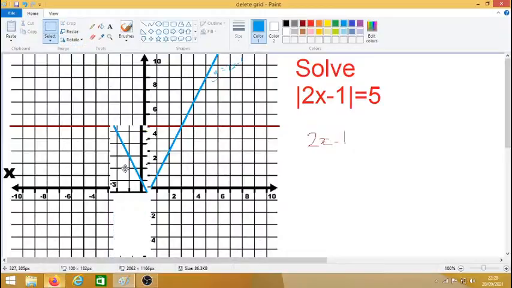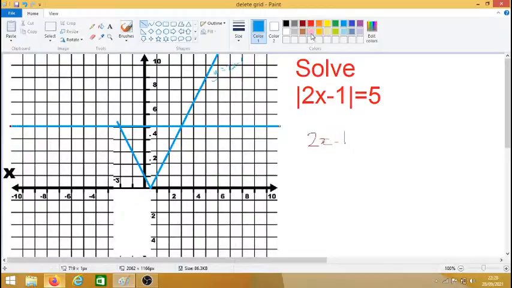And then we can bring it up to the rest, join the rest of the graph above the x-axis. Just want to redraw the line y equals 5. Good, and there are your two solutions that we need to find.